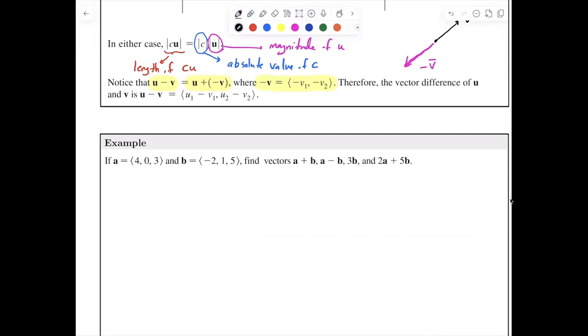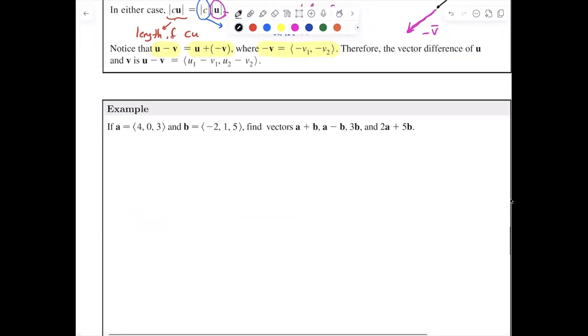Example for you. Here I have vectors a and b. I want to find a plus b, a minus b, 3b, and 2a plus 5b. Let's begin. So a plus b. a plus b is easy for you because you have 4 plus -2, 0 plus 1, and 3 plus 5. Here you have (2, 1, 8).